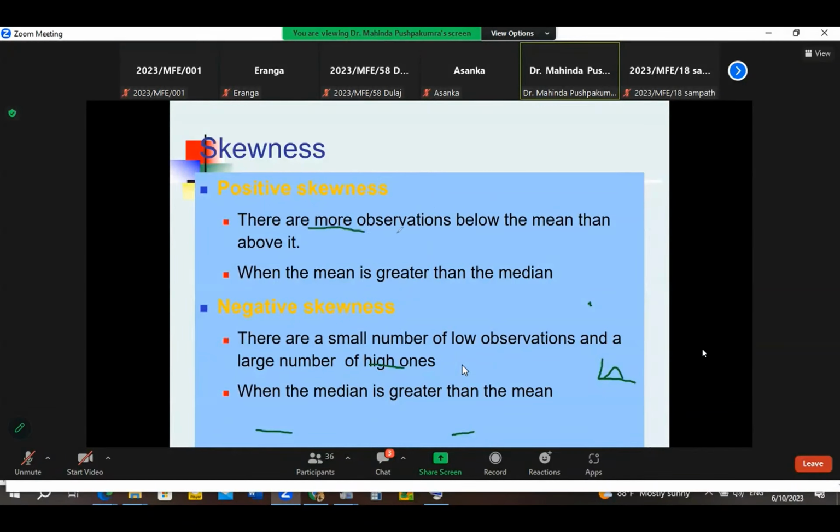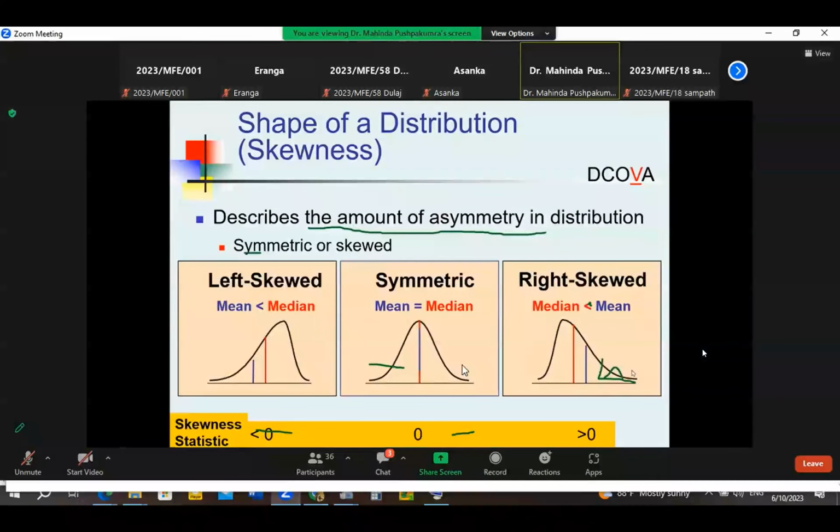Positive skewness means there are more observations below the mean than above it. Positive skewness means the shape is this one. As in our example, we observe center 1. There are more days with less sales. Then the distribution is right skewed.